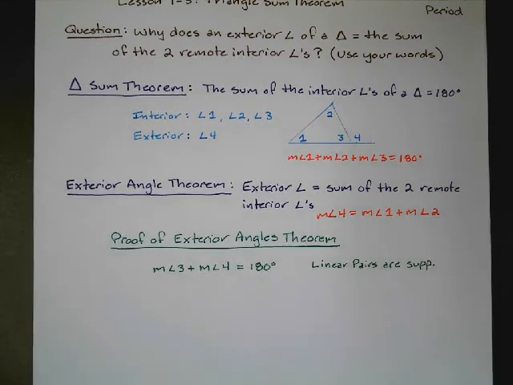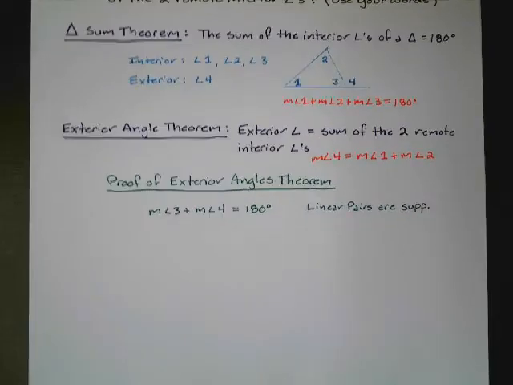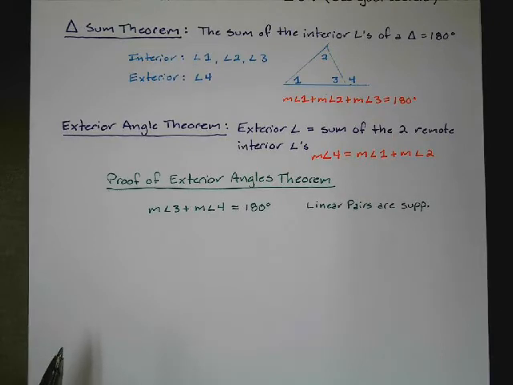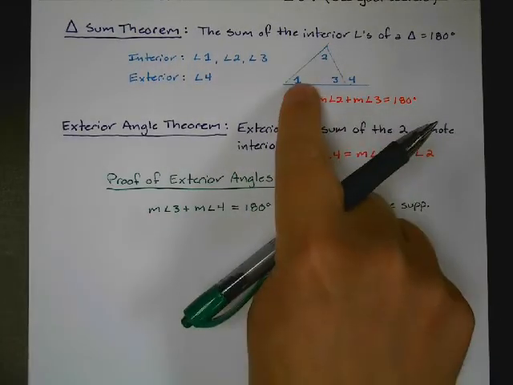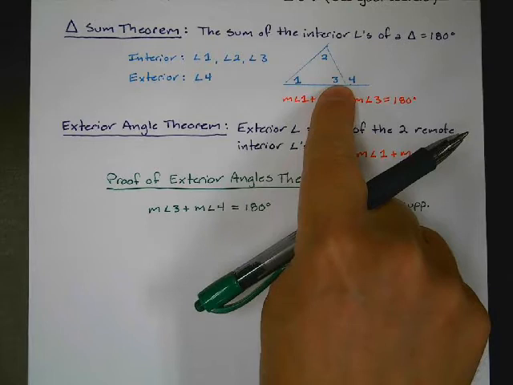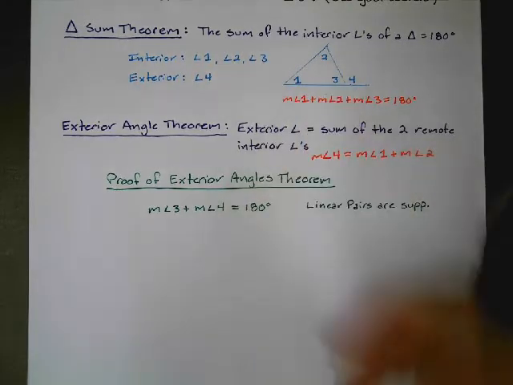Let's just sup. That's good enough. All right. Now the other thing that I know is the triangle sum theorem says that angle 1 plus angle 2 plus angle 3 equals 180 degrees. So I'm going to write that down.